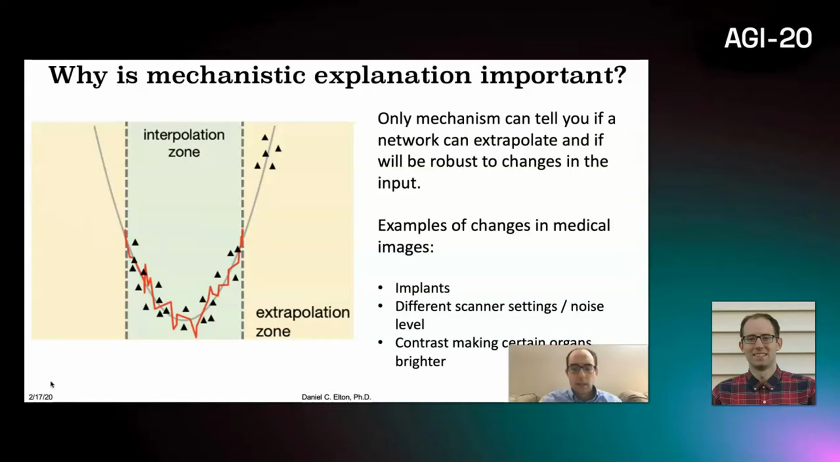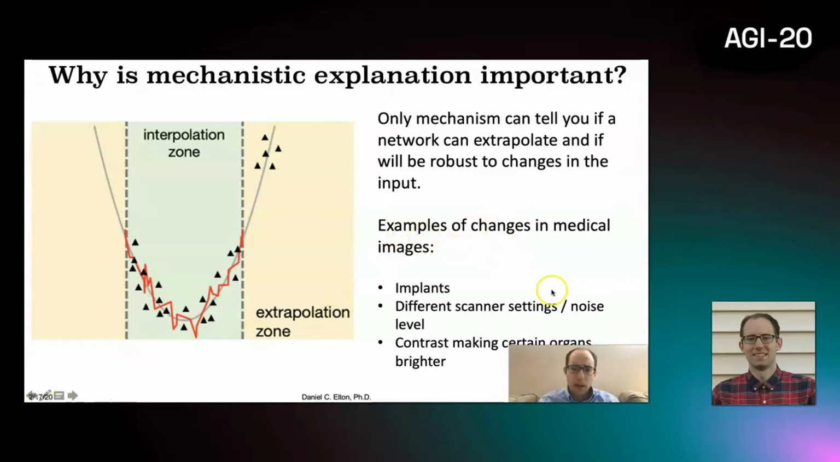So I think mechanistic explanation is extremely important for building trustworthy and robust AI. And there's a pretty simple reason for this, which is that we want to have some idea whether these models can extrapolate. And we can only really understand that if we understand the mechanism. So for instance, with this parabolic curve, if the model was really using this parabolic function, we know it would be able to extrapolate. But there are other models which would fail to extrapolate.